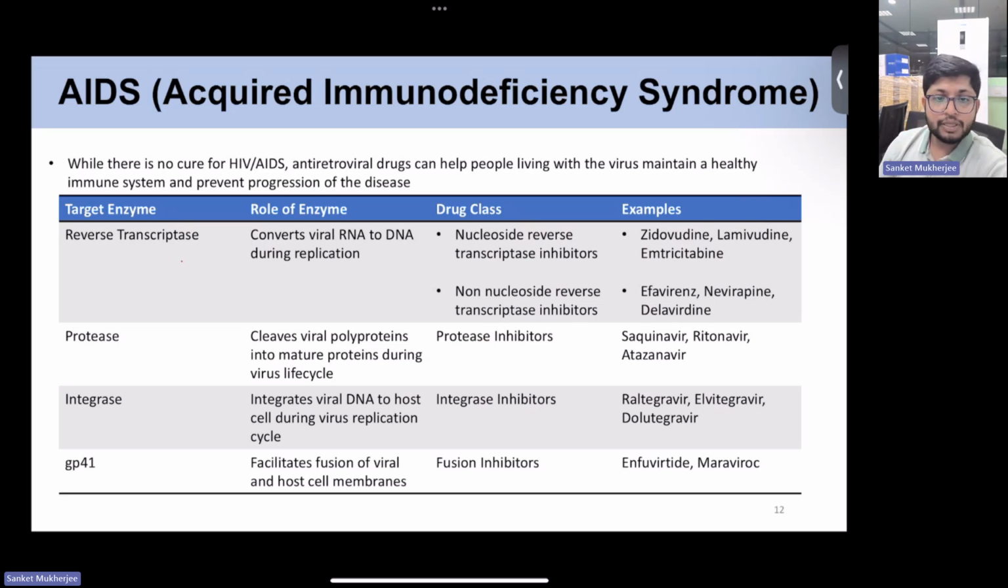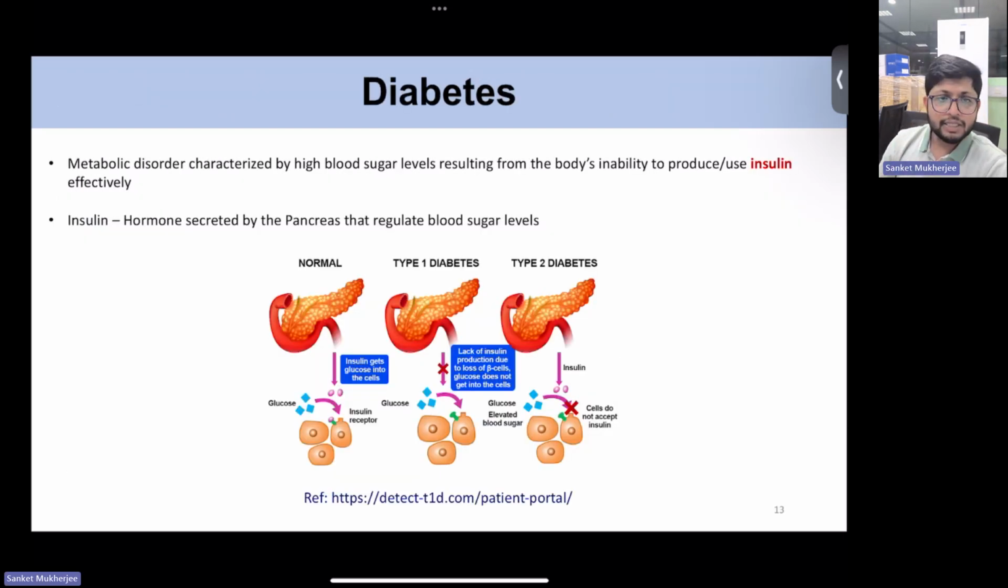GP41, which is a glycoprotein that facilitates the fusion of viral and host cell membranes, can be inhibited using fusion inhibitors like maraviroc. Now, diabetes is another condition which we'll be discussing.